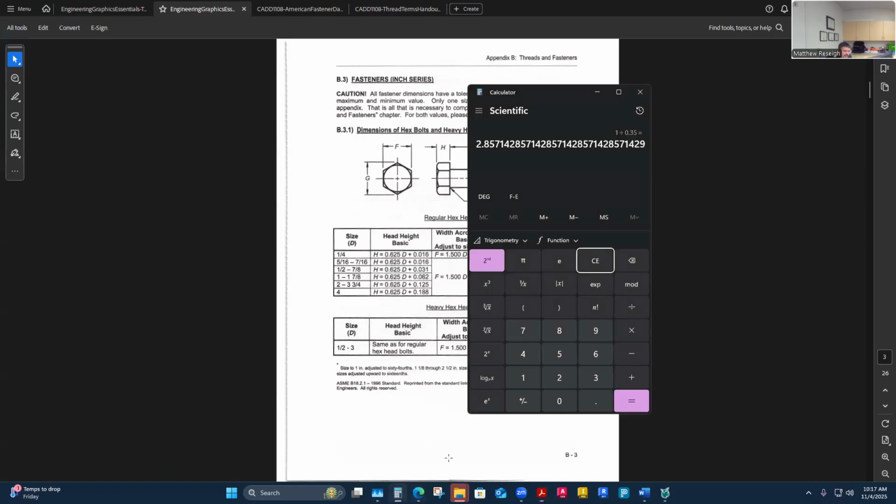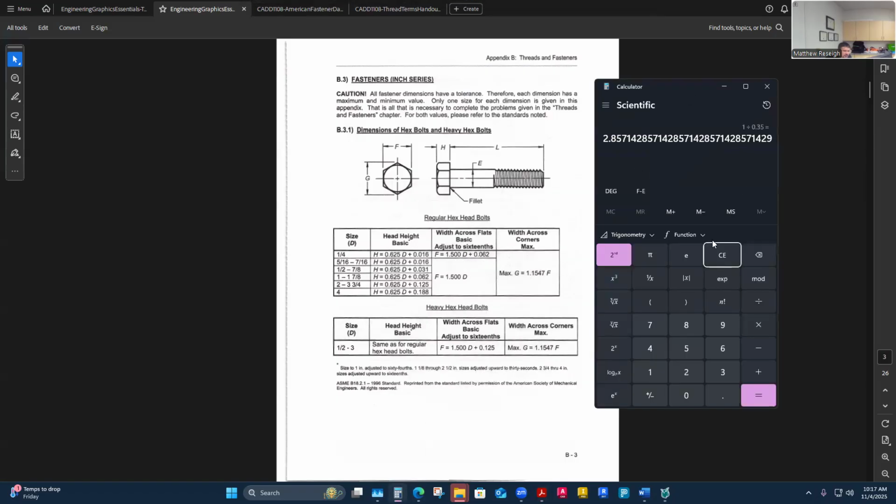I'm going to pull up my calculator and run my little calculation here. It's 1.5 times the major diameter, so I did 1.5 times, let's see, 0.25, which is a quarter inch. I get that 1.5 times D is 0.375. And then I've got to add that extra little bit according to their table, 0.062. Yeah, so they have that.